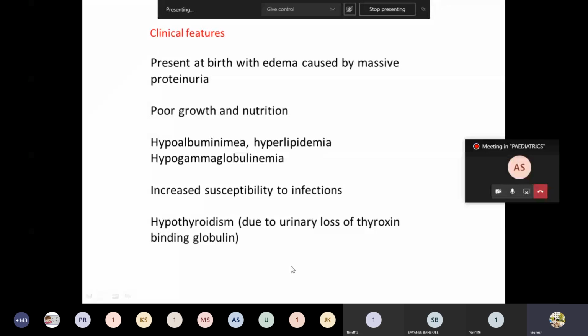Clinical features: present at birth with edema caused by massive proteinuria, poor growth, the child won't grow, and nutritional status will be poor. Here also you are going to get hypoalbuminemia and hyperlipidemia, the same thing as in the other type. Such children come to us very frequently. Hypothyroidism will be there, because of urinary loss of thyroxine-binding globulin. That's why thyroid has to be followed up very strictly, and such children should be given supplementation.